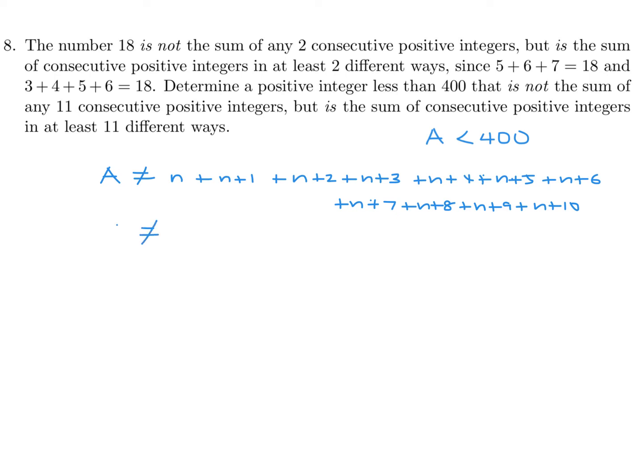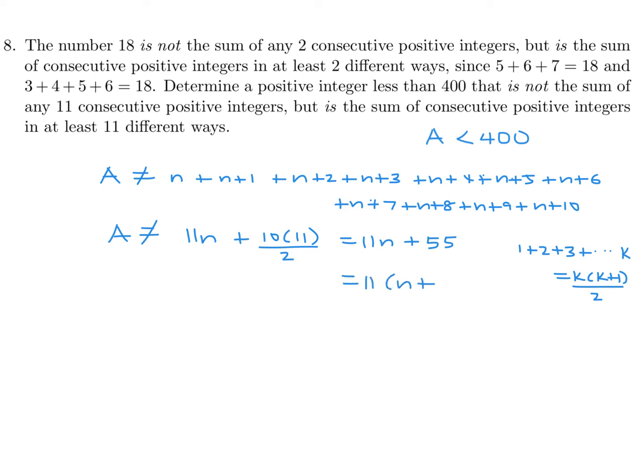And when you add this all up, there's going to be 11 of these n's, and then 1 plus 2 all the way to 10. You guys remember that formula, right? Consecutive integers, 1 plus 2 plus 3, dot, dot, dot, all the way up until k is equal to k times k plus 1 over 2. So that's just going to be 10 times 11 over 2. And therefore that's 11n plus 55. So A is not equal to that. Now if you factor out the 11, you get 11 times n plus 5. So that means that A is not equal to that.